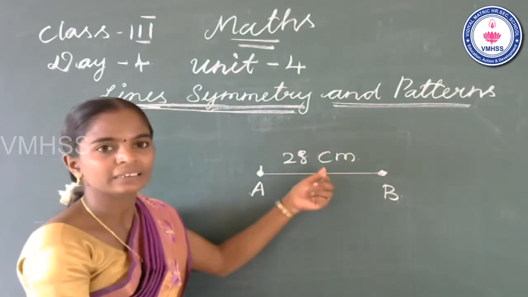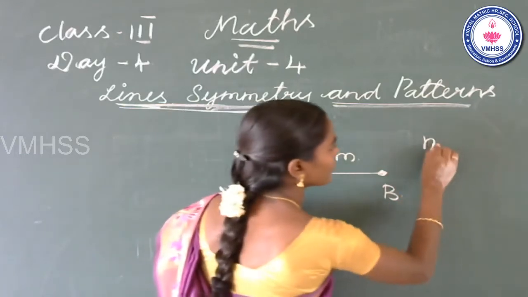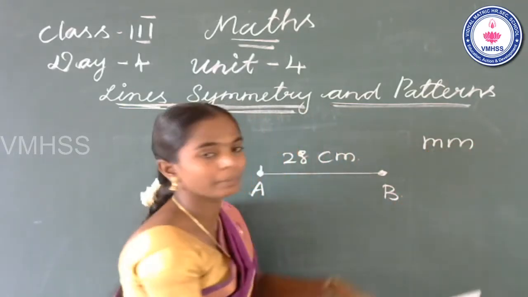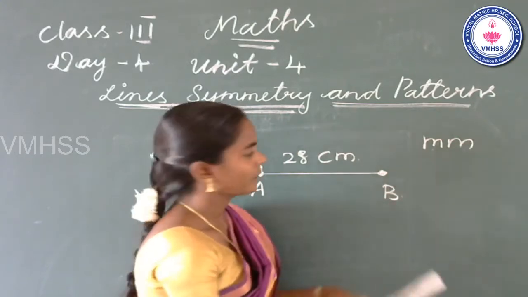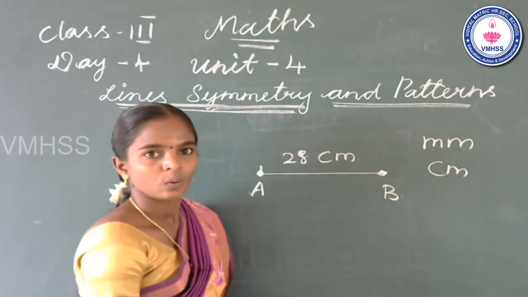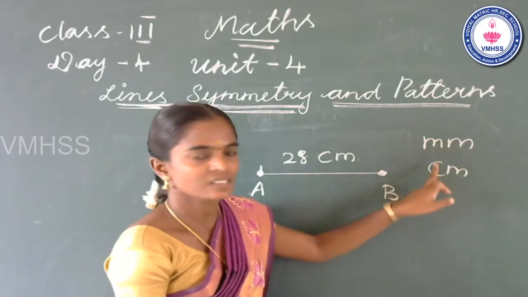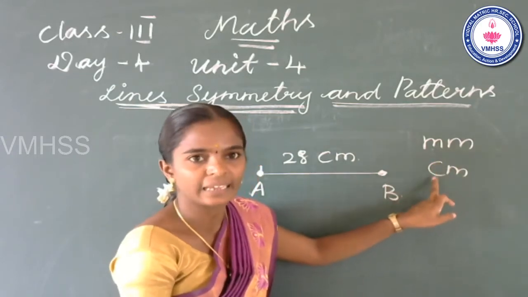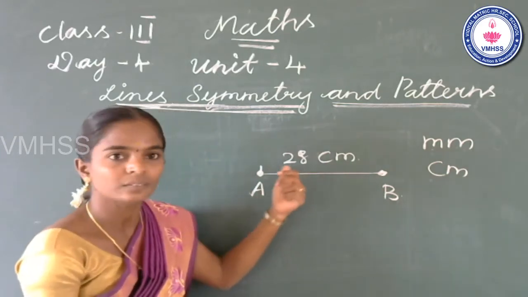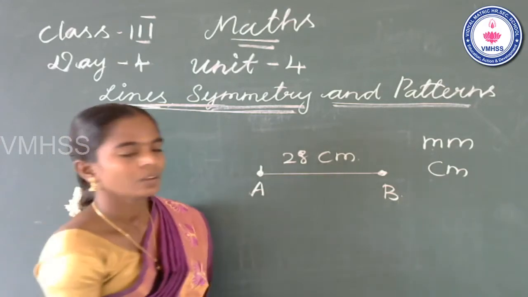Children, centimeter can be written as cm. mm means millimeter. Millimeter can be written as mm, and centimeter can be written as cm. So now this line segment is 28 centimeter. Is it clear? Okay, children.